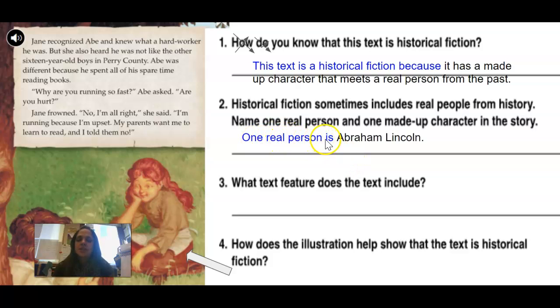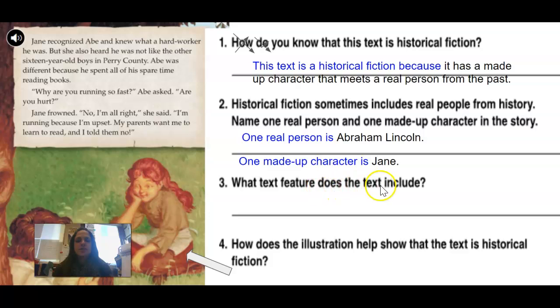One real person is, that's in blue, that's my restatement. You can use that to help you when you answer your questions. Abraham Lincoln. He's a real person from our past. He was one of our presidents. One made-up character is Jane. I know she's made up. One way is sometimes authors will just name the character the first name. They won't have a last name. So that shows me that she's made up.